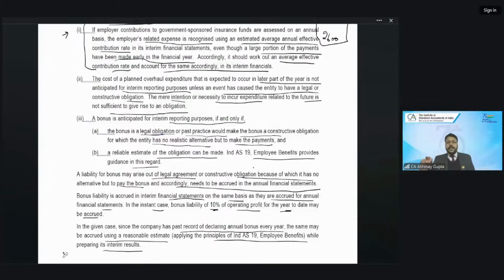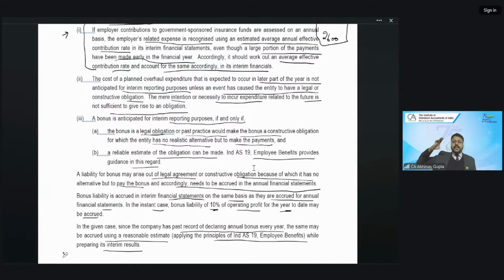But if you have not agreed upon with the employees in writing, then it is not a legal obligation. But because you have been paying these bonuses for the last many years, you have set the expectation in the minds of all your employees that this company pays the bonus every year, and hence this becomes your constructive obligation.